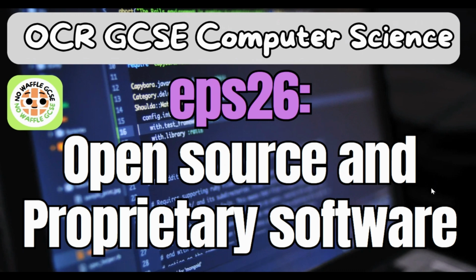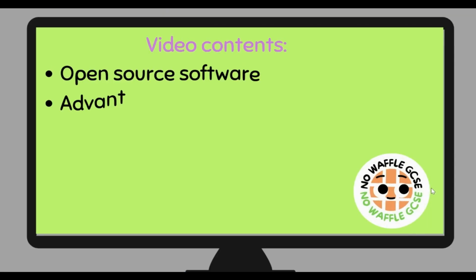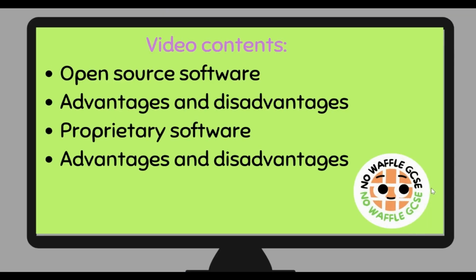GCSE Computer Science, Episode 26, Open Source and Proprietary Software. In this video, we'll be looking at open source software, the advantages and disadvantages of that, and proprietary software and the advantages and disadvantages of proprietary software.